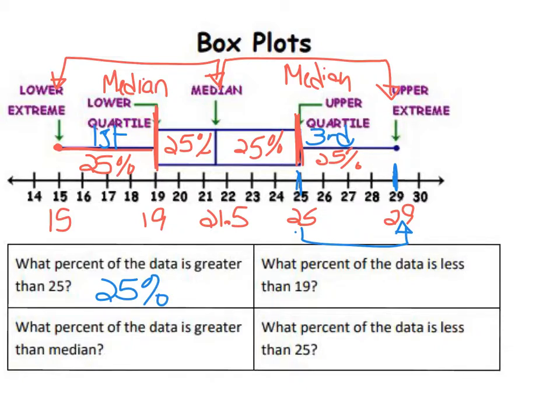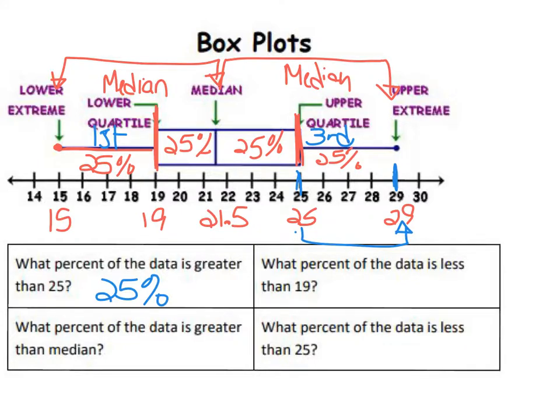Okay, remember between the five measures, it's a quarter. So if you look at your hand, between the lower extreme and the lower quartile, that's 25%. Between the lower quartile and the median, that's 25%. Between the median and the upper quartile, that's 25%. And between the upper quartile and the upper extreme, that's 25%. So between each, you have 25%. Okay, so that could help you also.